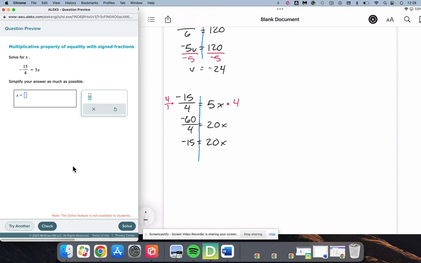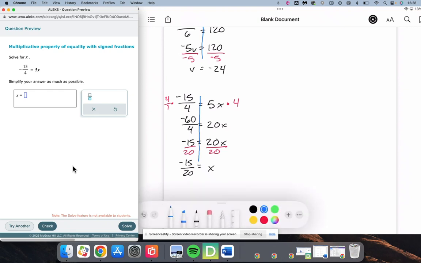Just making sure that I'm doing this correctly here. I think I am. Okay. So we are going to divide by 20. And we're going to see that we are going to end up with a fraction as an answer. Negative 15 over 20 is equal to x. We do need to simplify that fraction. It's going to end up being negative 3 over 4 is equal to x.